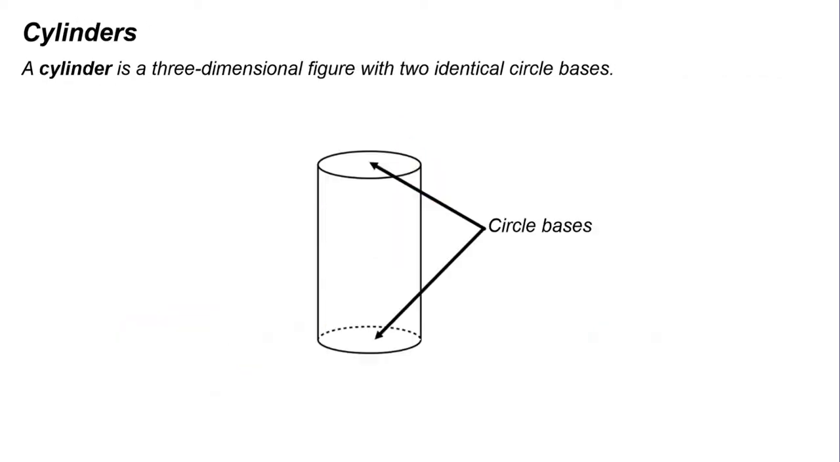Next, the next solid that we have is a cylinder. And a cylinder is basically like a prism, but it has circular bases. So it's a three-dimensional figure with two identical circle bases. So if you could imagine a prism with circle bases, that's basically what a cylinder is. So you can see these two circles are identical, and then they're connected here by this tube that connects the two bases there. So that's basically all a cylinder is.